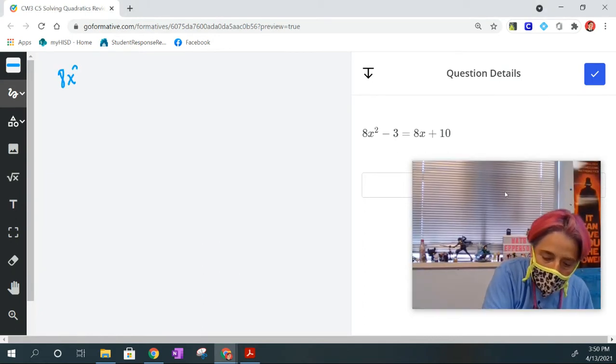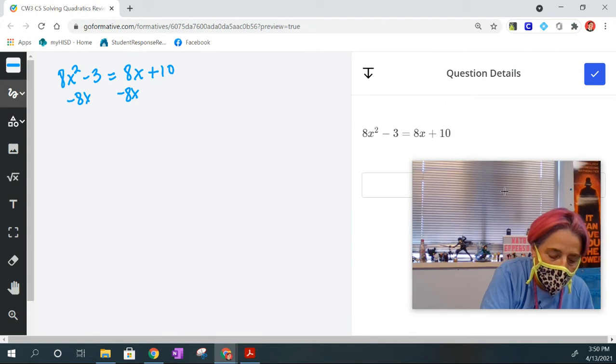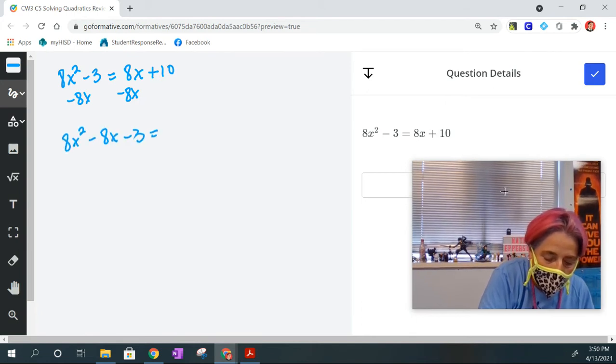So 8x squared minus 3 is equal to 8x plus 10. All right, we're going to subtract 8x from both sides. This gives me 8x squared minus 8x minus 3 is equal to 10. I'm going to subtract 10 from both sides because it has to be in standard form in order for me to deal with the quadratic.